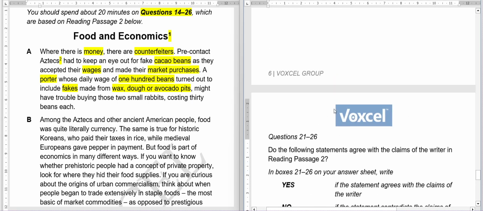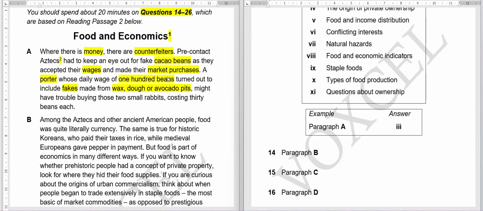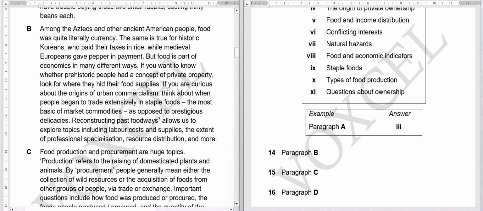Okay. So now, in a paragraph, like the third option, we know this has been done for us, but there is no other answer in it. Now we're going to read the B paragraph. Among the Aztecs and other ancient American people, food was quite literally currency. The same is true for historic Koreans who paid their taxes in rice, while medieval Europeans gave pepper in payment.